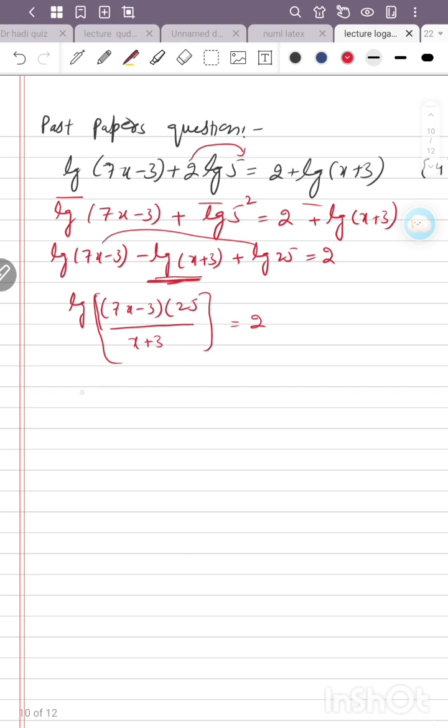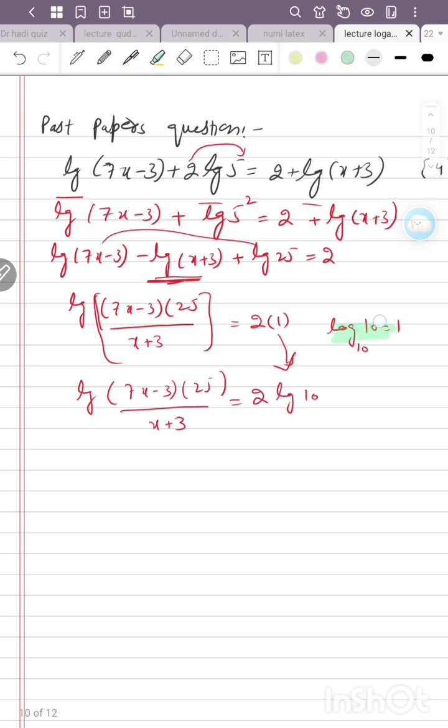Going forward, we have (7x - 3) times 25 divided by (x + 3), and 2. Could we write it in this form? Because we know that log 10 base 10 equals 1, so 2 can be written as log of 100 in this form. I think you understand the explanation for this question.